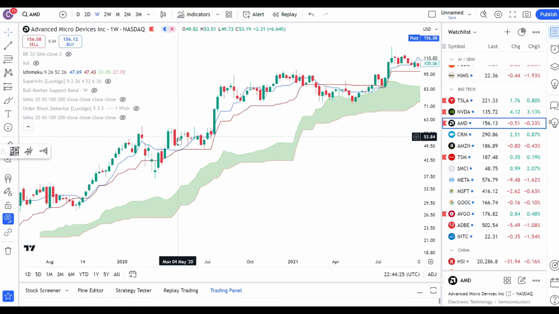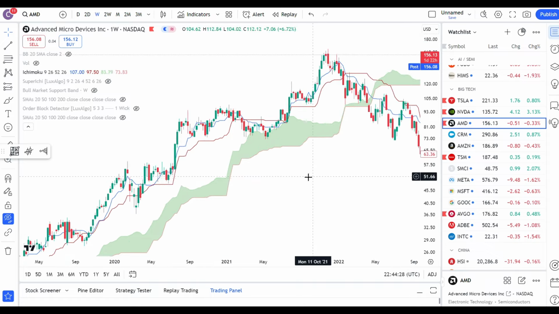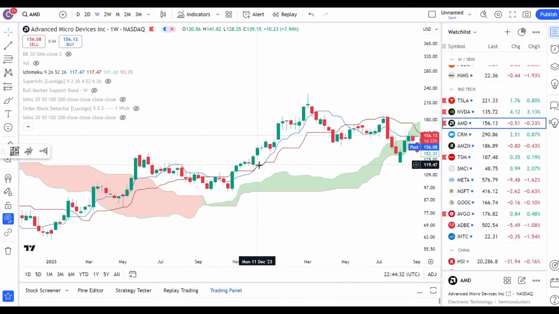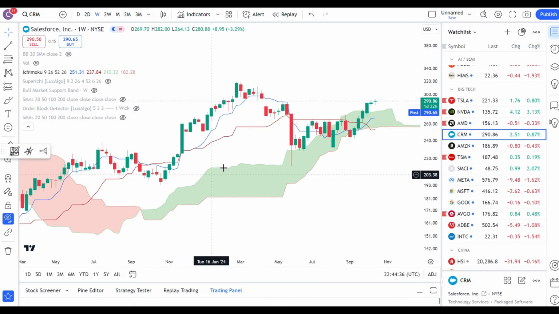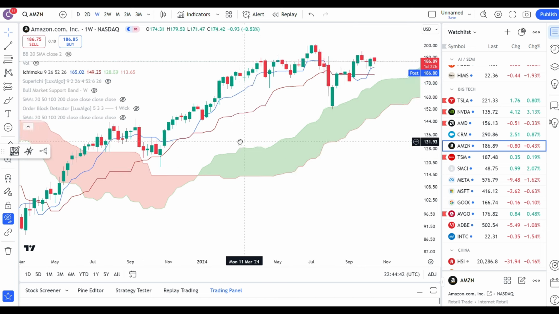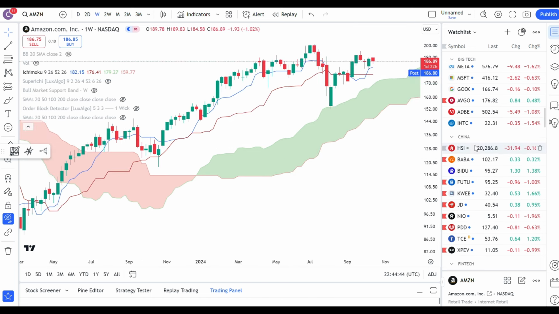AMD, same thing. You can see, let me see here. Yeah, it recently had a katana here, back in like December 2023, that really worked out. CRM had the same katana over here, very powerful, right? So you have all these, like Amazon, same thing, very powerful. So you have all these katanas that have worked out, and previously, I'm showing you some examples here.